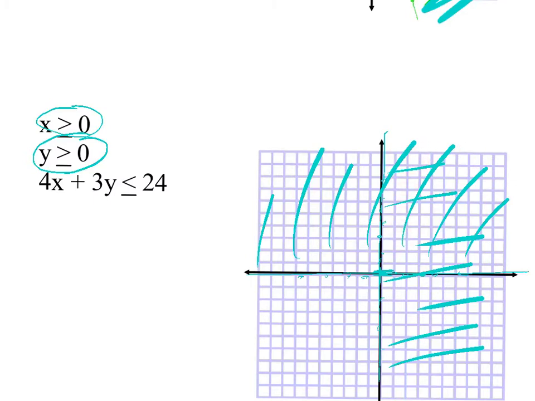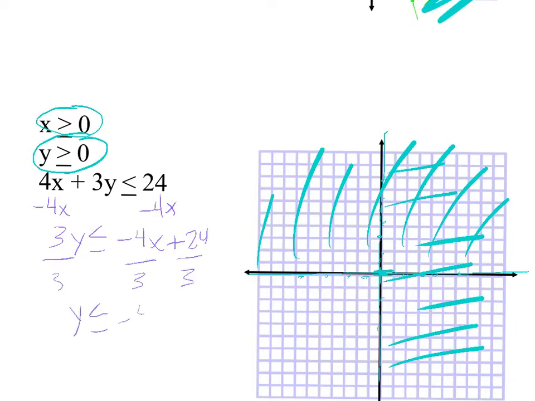Now this next one we want to graph, we can go ahead and solve for y. So subtract 4x from both sides. 3y is less than or equal to negative 4x plus 24. Divide by 3 everywhere. y is less than or equal to negative 4/3 x plus 8. So I cross at 8, which would be right about there.